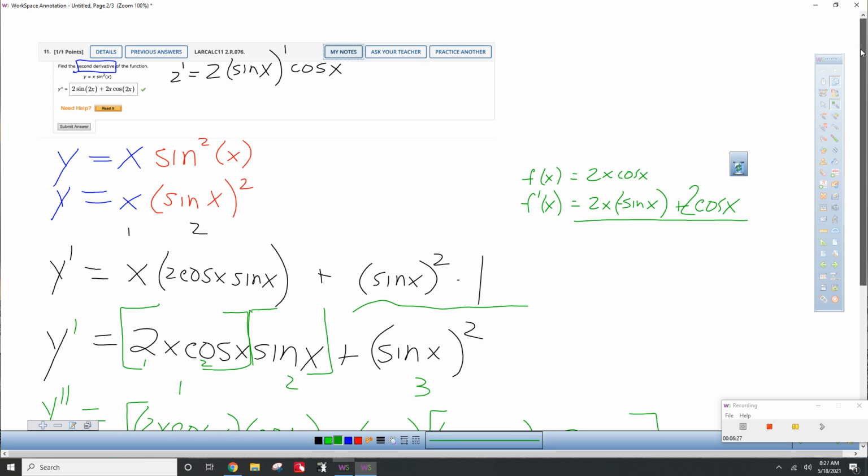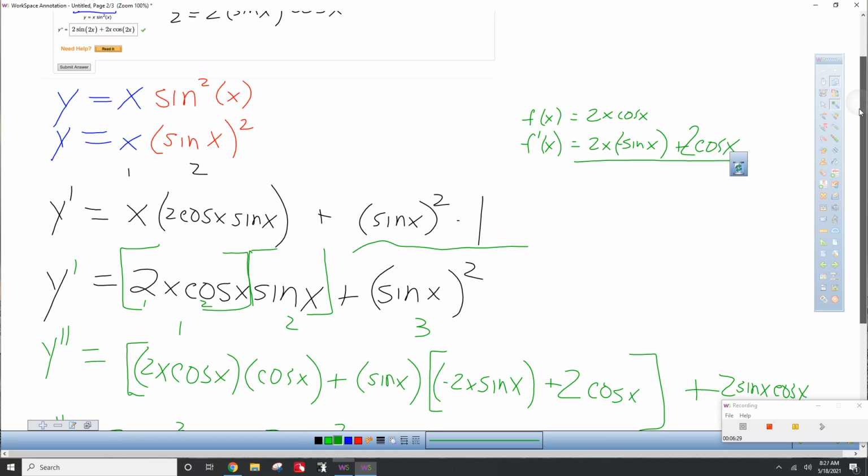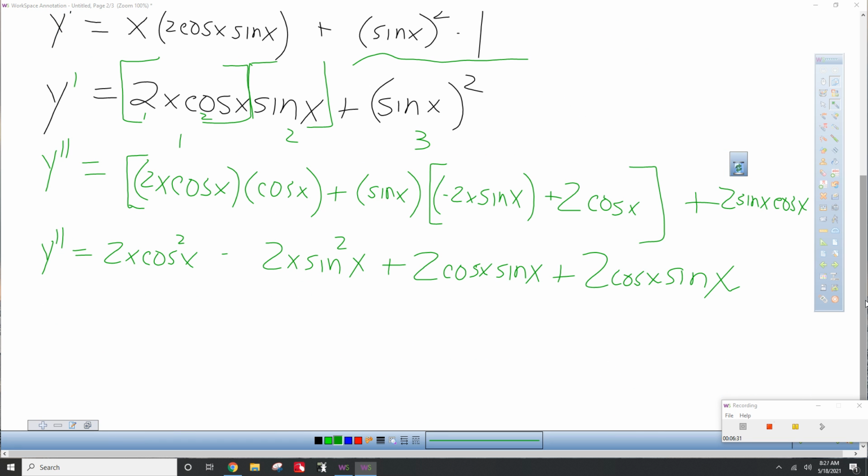The book's answer is 2 sine of 2x plus 2x. The only thing I can think of is we've got some sort of a trig identity here. But that does not match up. I have to do a little work. We'll pause this one. Boom.